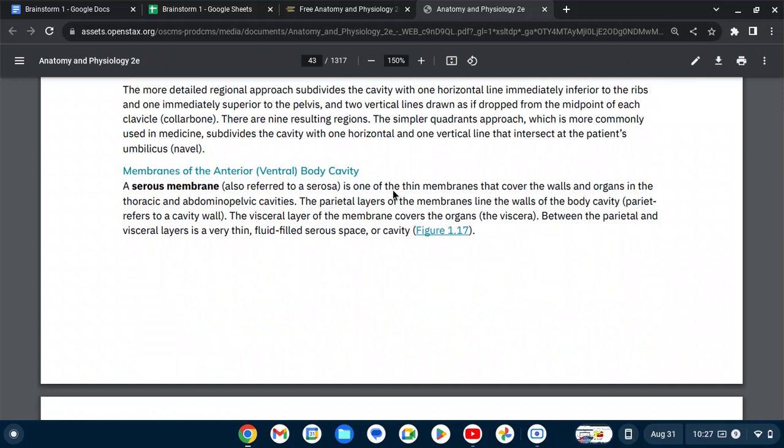The simpler quadrants approach, which is more commonly used in medicine, subdivides the cavity with one horizontal and one vertical line that intersect at the patient's umbilicus.